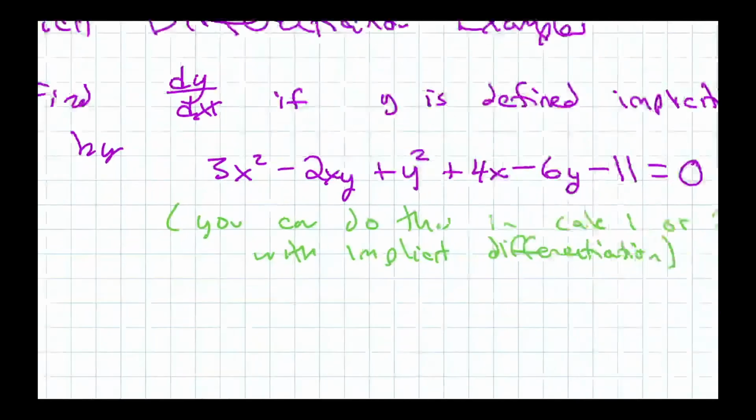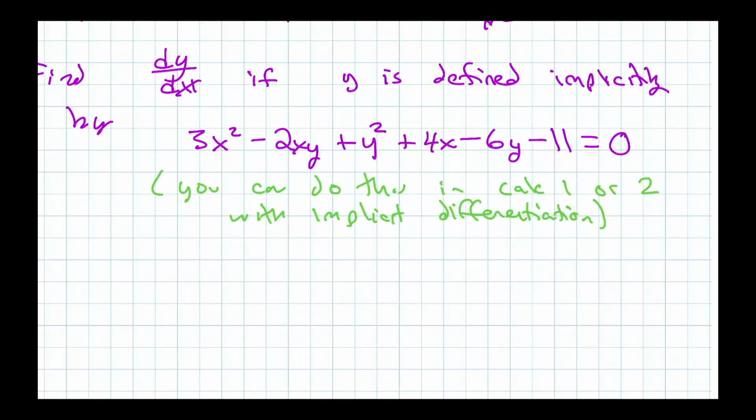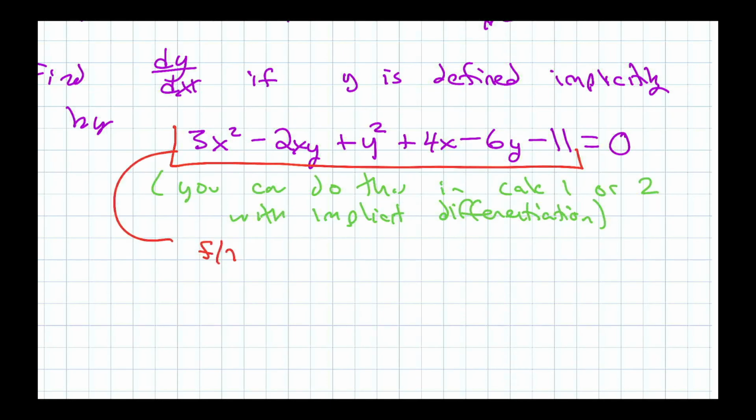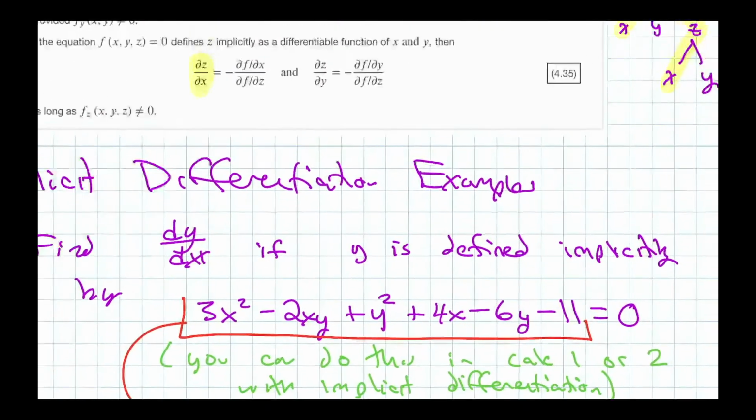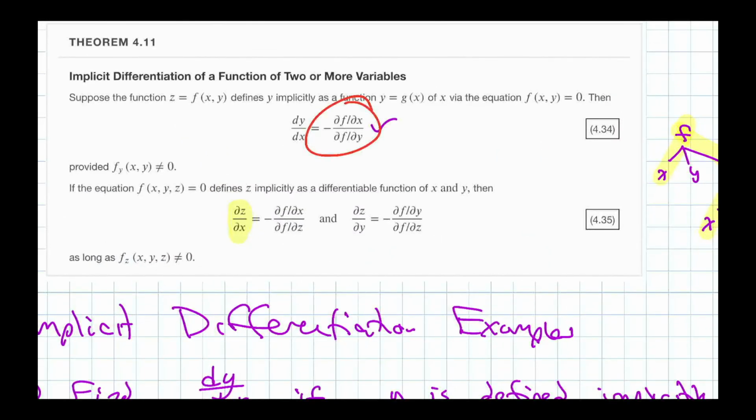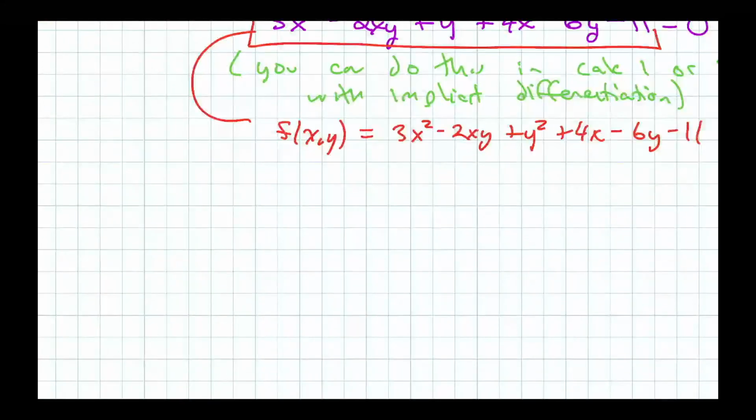So back down here, then this must be f: 3x squared minus 2xy plus y squared plus 4x minus 6y minus 11. That's the f. Okay? And then having written that down, we know our formula, which I'm looking up here, is negative df dx over df dy. So we know the formula is this.